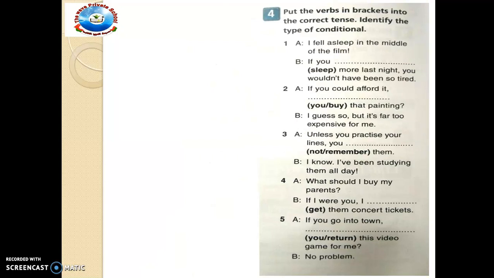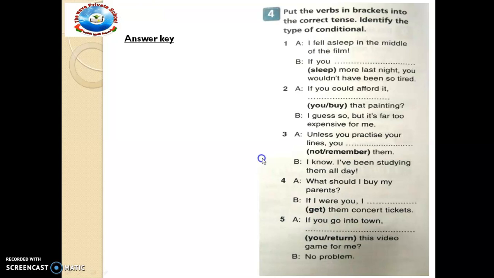It says put the verbs in brackets into the correct tense. Identify the type of conditionals. So, where are these? It says put the verbs in brackets. Where are those verbs? Sleep, you, buy, not remember, you return, get. These are the verbs in brackets. So we want to put them into the correct tense.